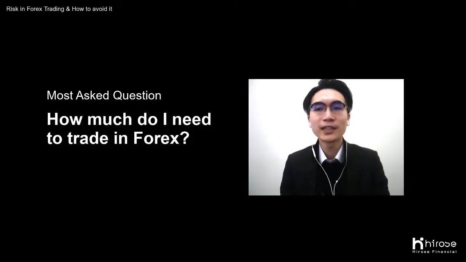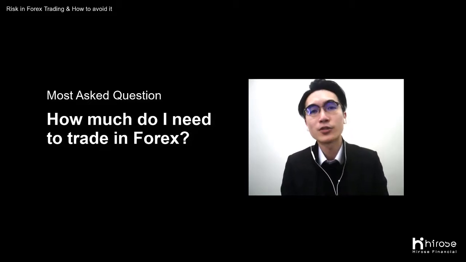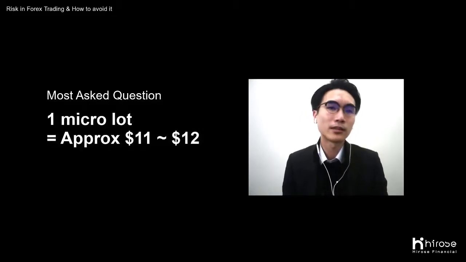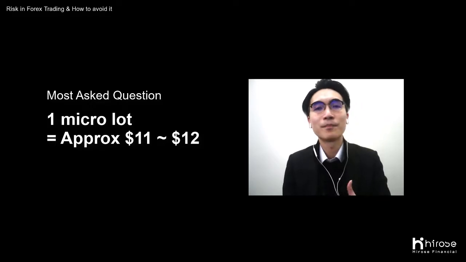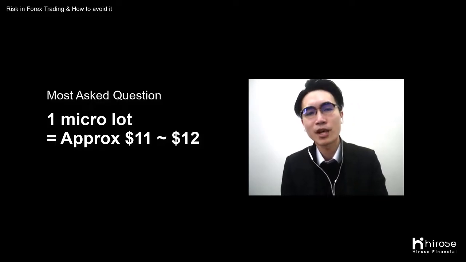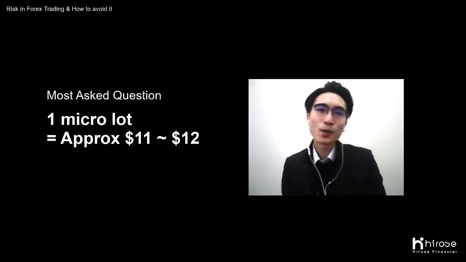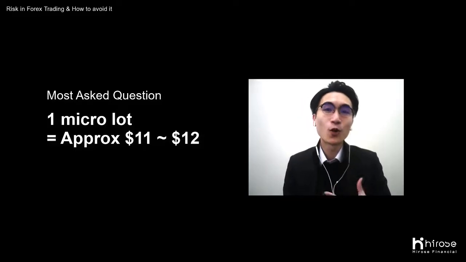So to take a look at this, we will take a smaller trade volume as an example. Let's use micro lots. One micro lot is equal to 0.01 standard lot. In order to open a micro lot, you need to invest roughly around $11 to $12. So let's take this as an example. How much do we need to open and maintain one micro lot position?